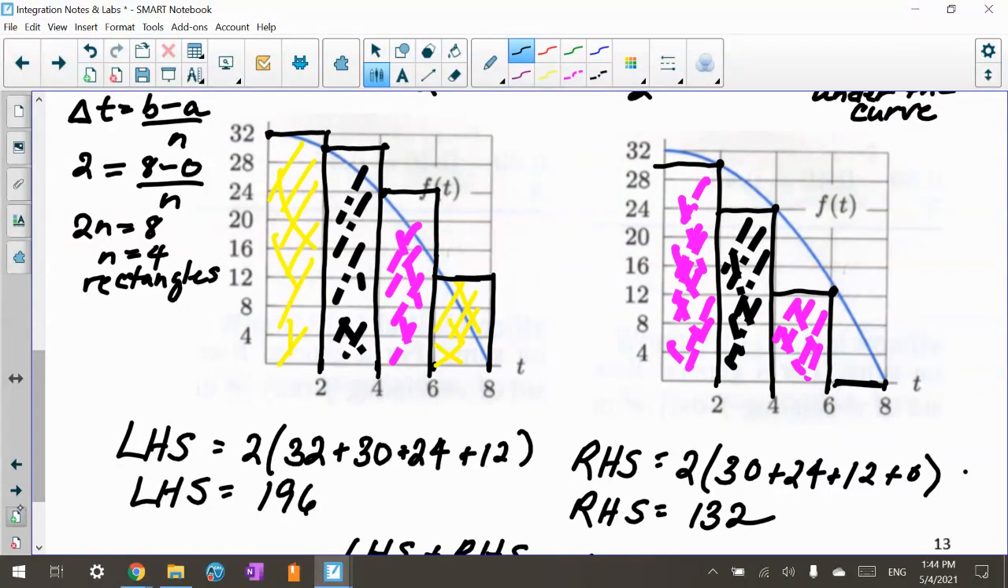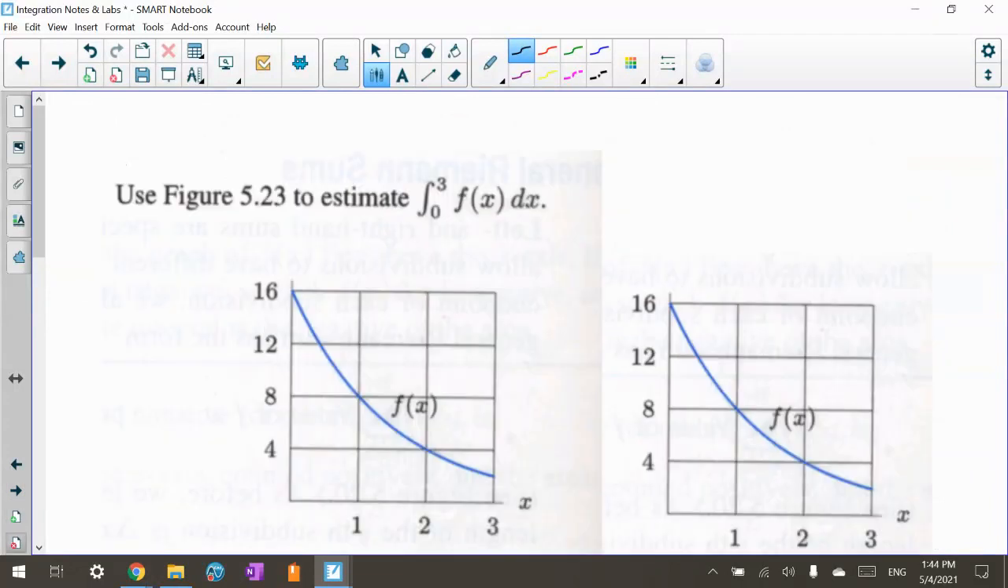So now let's look at this curve right here. Now this one also is a decreasing function. So we're going to do the left-hand sum and the right-hand sum because I'm asking you to estimate the integral from 0 to 3. So that's our interval of f of x dx. And when I ask you to estimate that, you're actually finding the area under the curve.